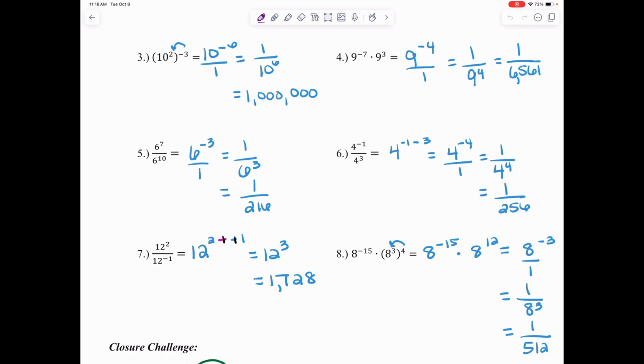4 times 3 is 12. When you multiply those, you add your exponents to get 8 to the negative 3. Then it flips to become 1 over 8 to the positive 3, which is 1 over 512.